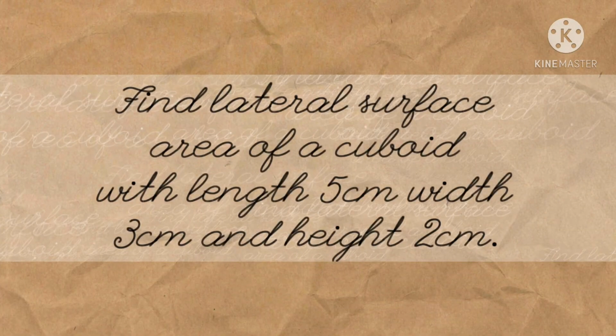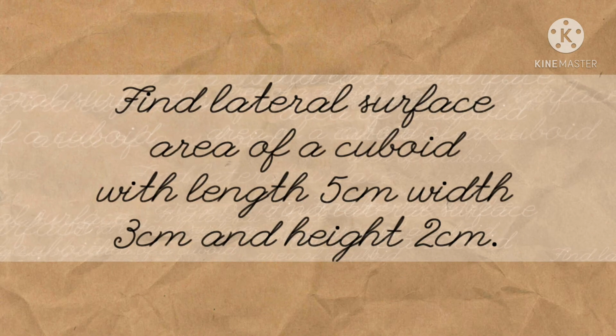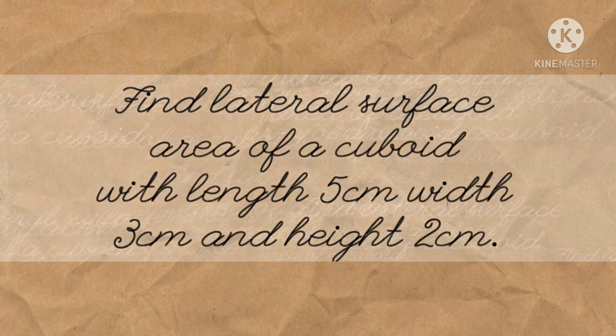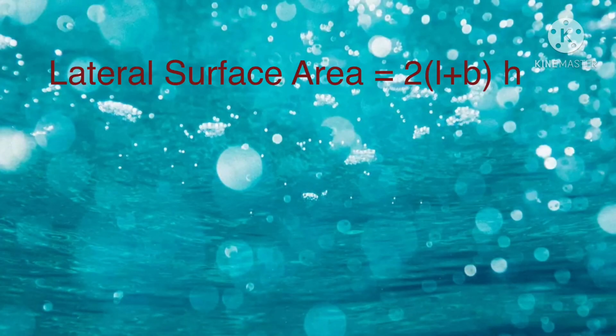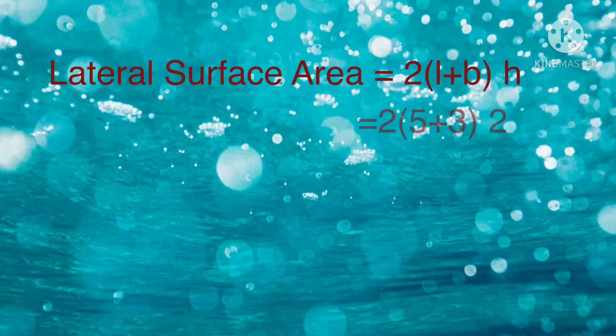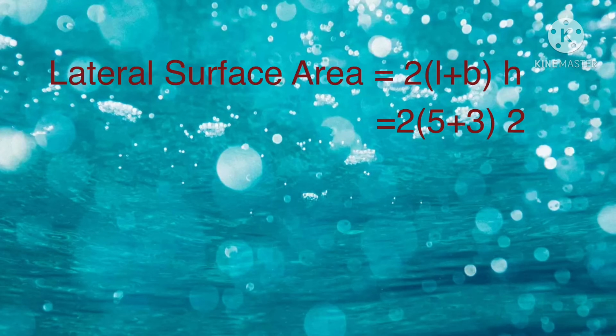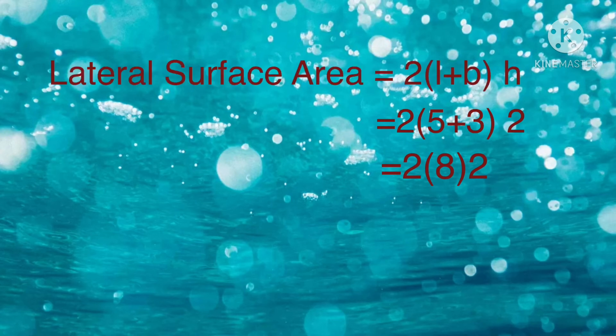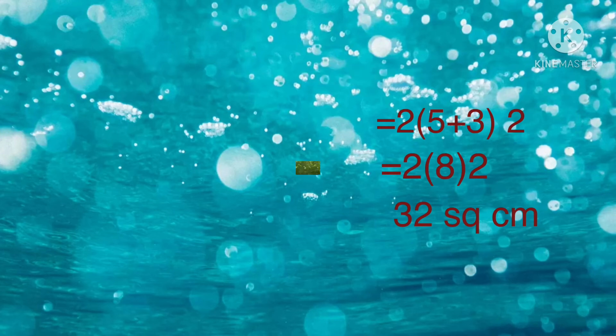which will be the lateral surface area of the cuboid. Now let's find the lateral surface area of a cuboid with length 5 cm, width 3 cm and height 2 cm. So what is the formula of lateral surface area? That is equal to 2 into (length plus breadth) into height. So by putting the values, we get 2 into (5 plus 3) into 2, which is equal to, adding the numbers in the bracket, 2 into 8 into 2, and the answer is 32 square centimeter.